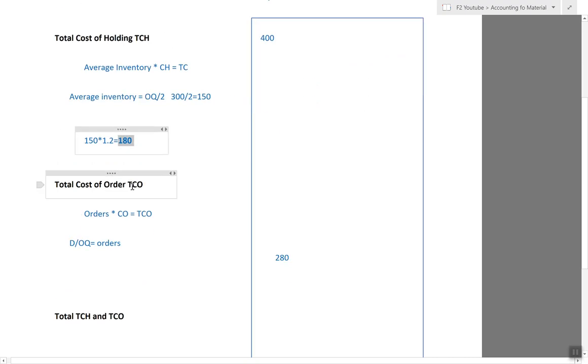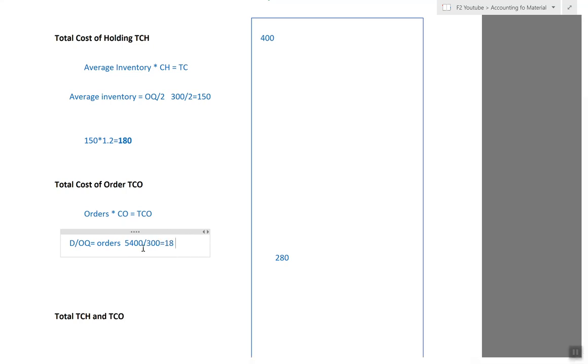And to find the total cost of ordering, we need to find total orders multiplied by CO. Orders is demand divided by ordering quantity. Our demand is 5,400. We order 300 units every time, so 18 orders. 18 orders multiplied by 10 becomes 180.